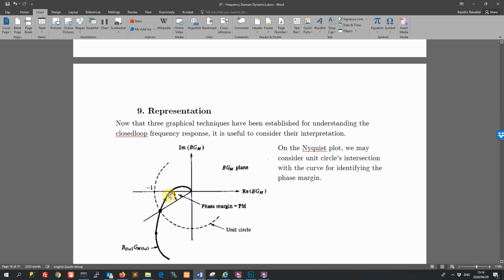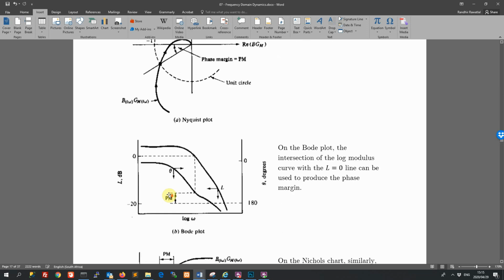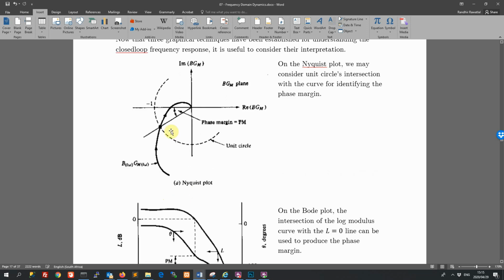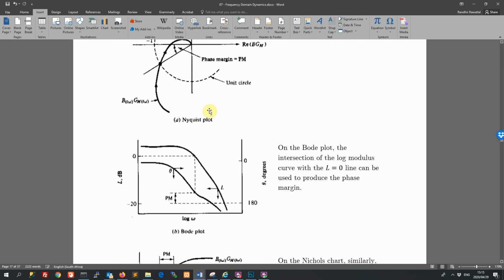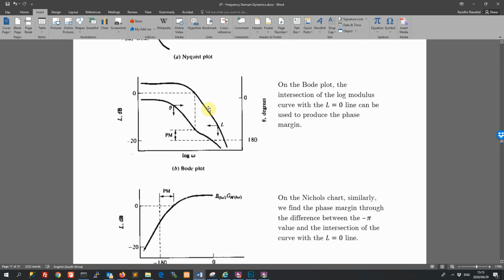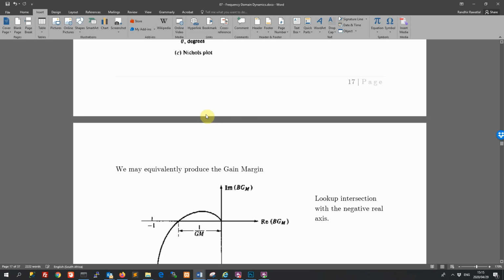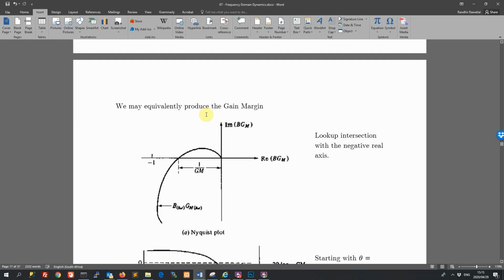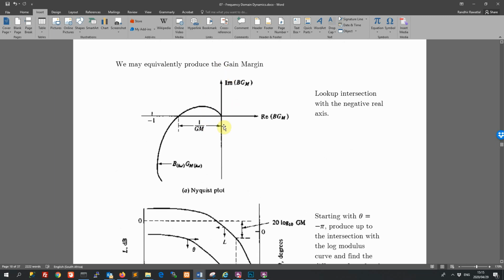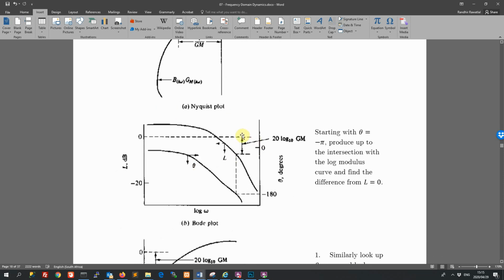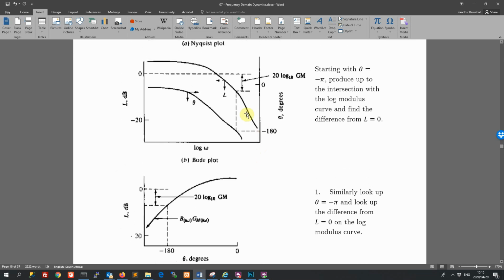Right, so we have these three ways of looking for our margin. We can look directly on the plot of G, we can look on the Bode plot, we said Nyquist, and then Nichols we'll look at just now. Okay, so those are margins of stability. Right, and then the same concepts here, the gain margin, so how far are we from minus 1, and how far are we from the minus 180 degrees, so producing the lines and so on. So you can read through this in more detail.